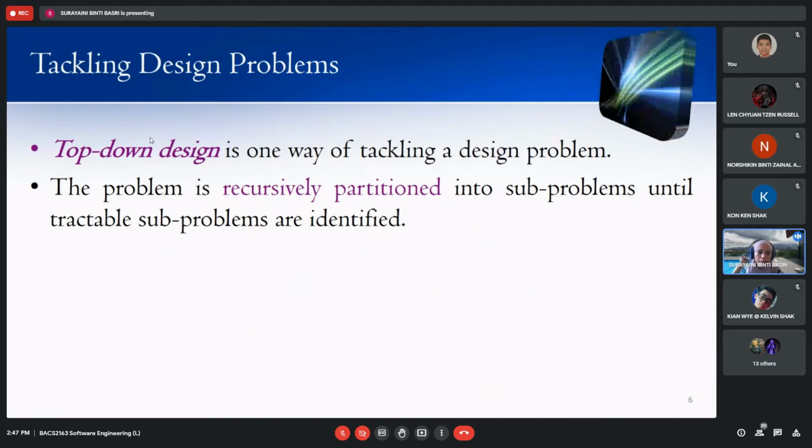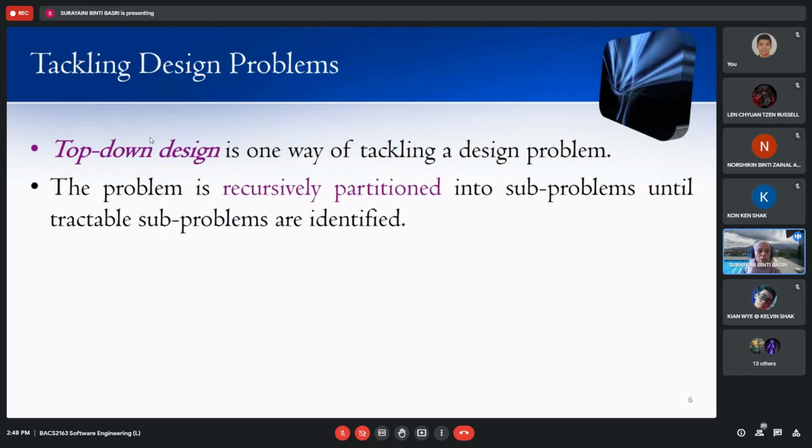Okay, so this is one way that is introduced by the expert on how we should tackle the design problem, meaning we don't know where to start, right? So when we have the SRS, what is the first thing that we need to do instead of just looking at the three stages previously? The expert said that we can use the top-down design. Okay, so we can use the top-down design to tackle the design problem.